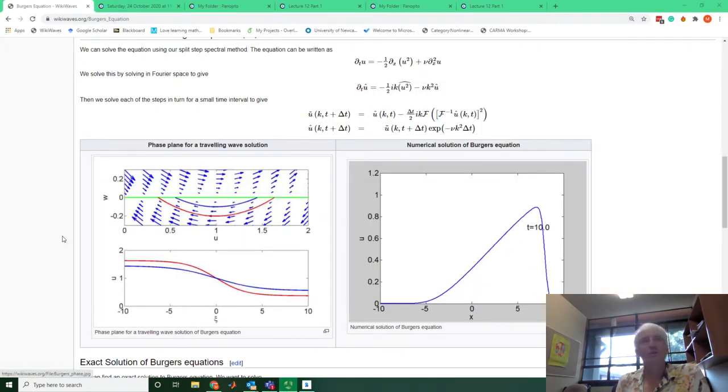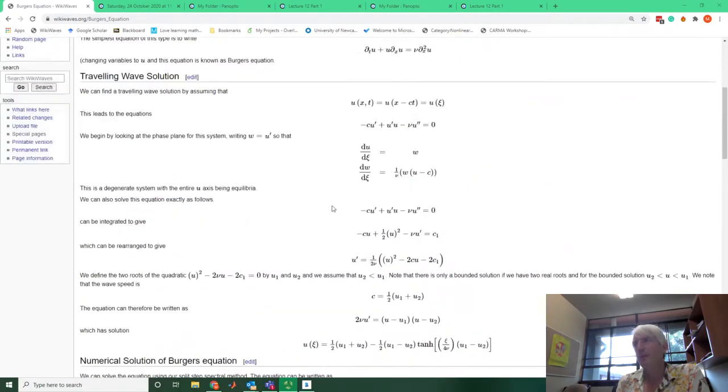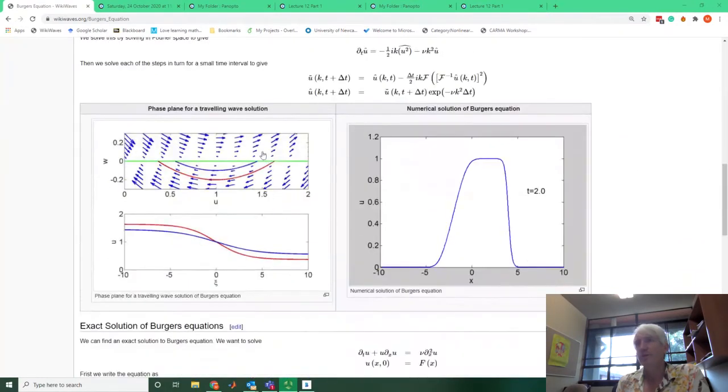So maybe it's easiest just to talk to the notes here. Here's the picture of this phase plane for the system written up here. du/dζ is w, etc. Just for some typical values here. And what happens is the whole line is equilibrium. You get one solution that leaves here at minus infinity and arrives here at plus infinity. And there's a whole family of these solutions.